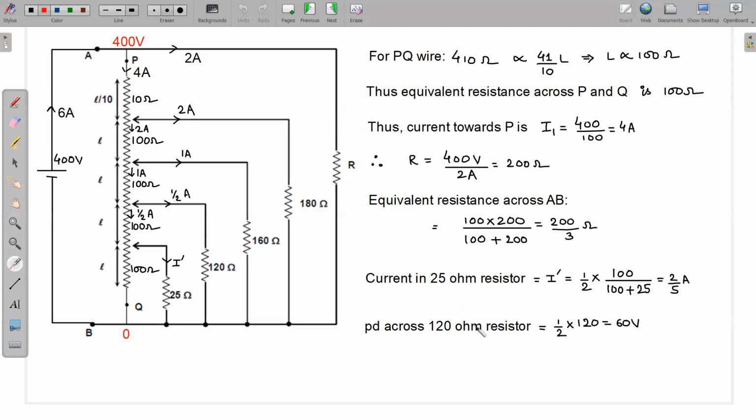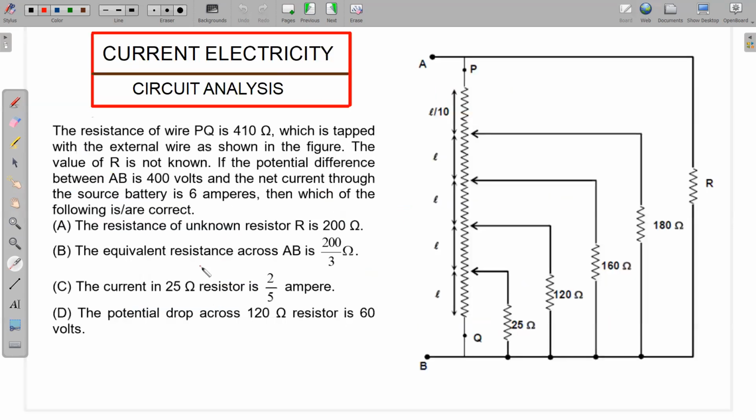And what is the last option? What was the potential difference across the 120 ohm resistor? You know that the current through the 120 ohm resistor is half ampere. So current multiplied by resistance 120 gives me the potential difference across it, which is 60 volt. So in this given question, all the options that were mentioned are correct.